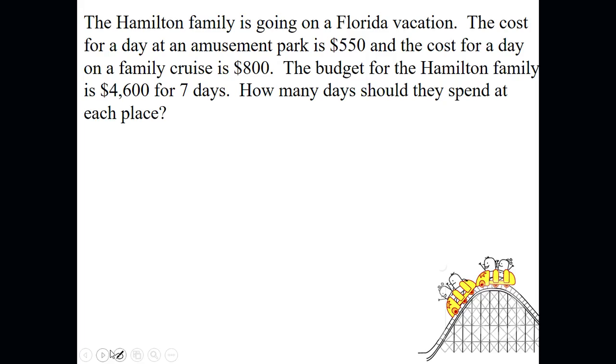All right, let's try another one. The Hamilton family is going on a Florida vacation. The cost for a day at an amusement park is $550, and the cost for a day on a family cruise is $800. The total budget for the Hamilton family is $4,600 for 7 days. How many days should they spend at each place?